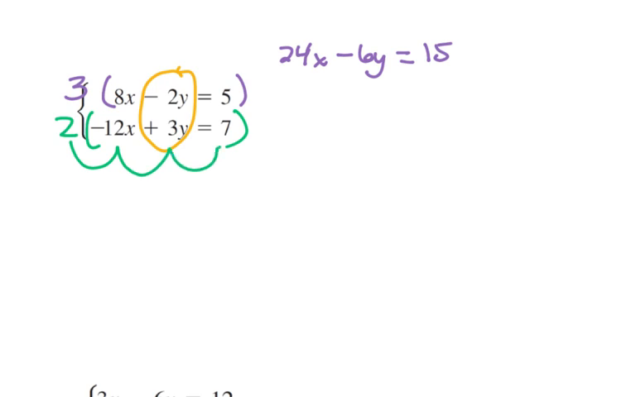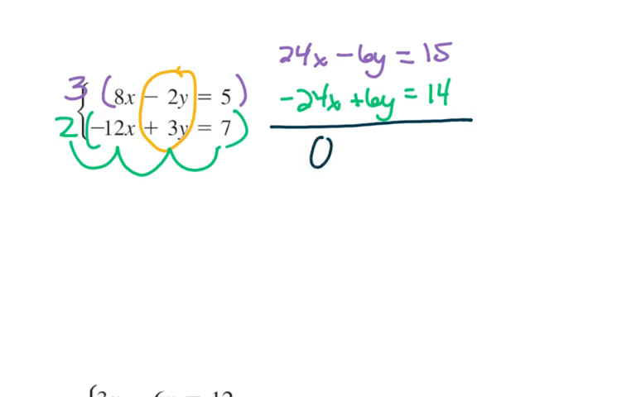I'll get -24x plus 6y equals 14. Now, look what happens when we add down. If I add the 24x and the -24x, that will give me 0, right? They'll cancel out. And if I add the -6y and the +6y, I will still have 0, right? So both of these cancel out. I end up with 0 equals, and the right side will be 29. That makes a statement that's not true.